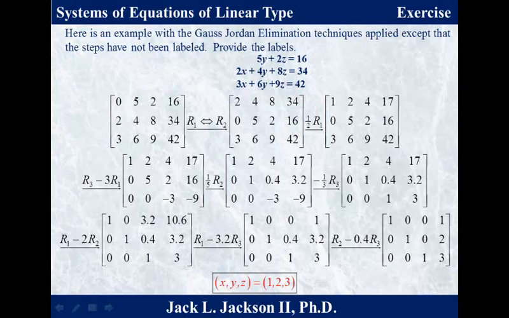Now, where am I? Okay, so I want to multiply -2 times row 2 plus row 1. -2 times 0 is 0 plus 1 is 1. -2 times 1 is -2 plus 2 is 0. That's what we were trying to get accomplished. Let's see what else happens. -2 times 0.4 is -0.8 plus 4 is 3.2. Negative 2 times 3.2 is negative 6.4, plus 17 is 10.6.